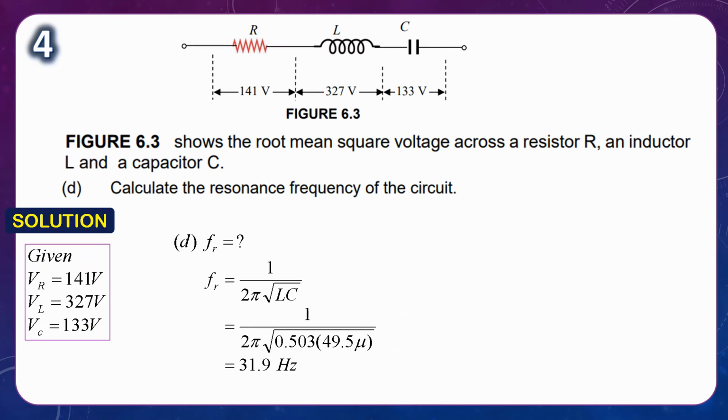For question 4d, we need to calculate the resonant frequency of the circuit. To calculate the resonant frequency, we use the equation fR equals 1 over 2 pi square root of LC. The values of L and C refer to the calculated values in part c. We substitute L and C into the equation so that we get the resonant frequency, which is equal to 31.9 Hz.